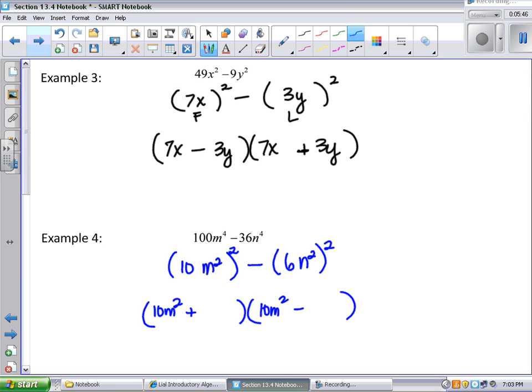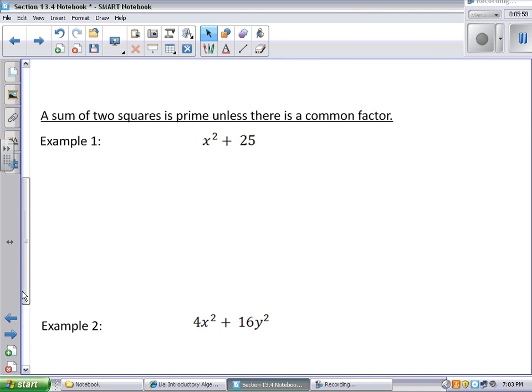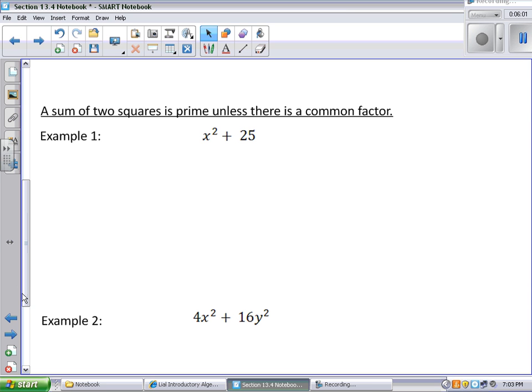And last, we have 6n squared. And again, you can multiply that out to check and make sure that you have the correct product. Now we've been talking about a difference of 2 squares.